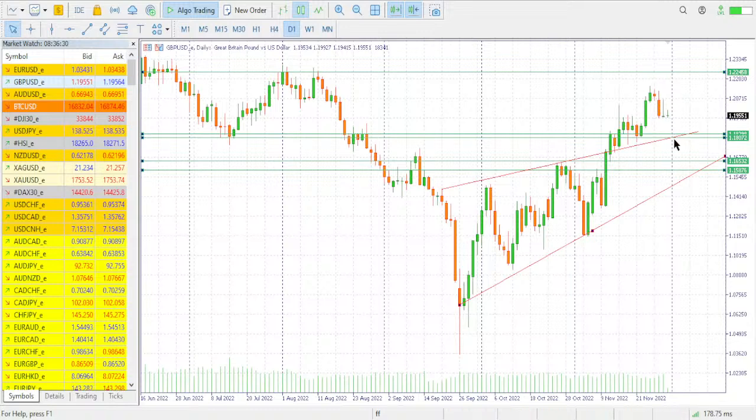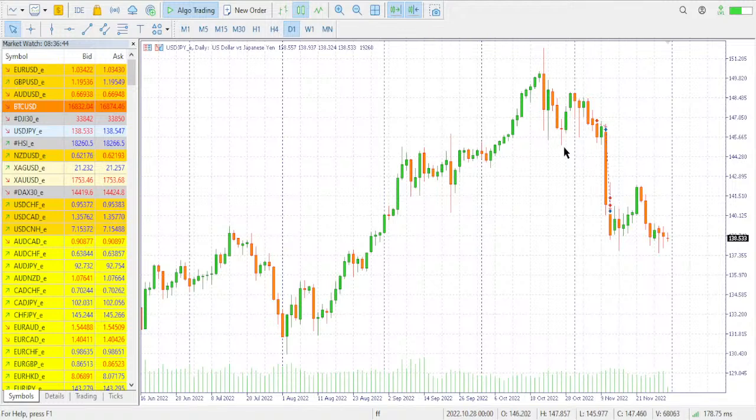If the price can come down and touch somewhere within these two lines, this should give us a good place to look for a buy from. We are expecting that the buyers will push price upwards back towards this level here. So that's that chart. My next chart is USD JPY.